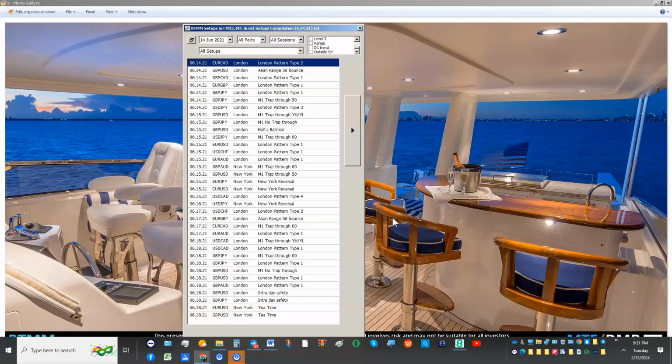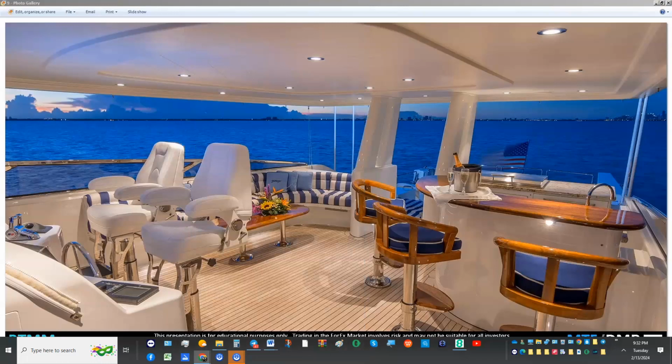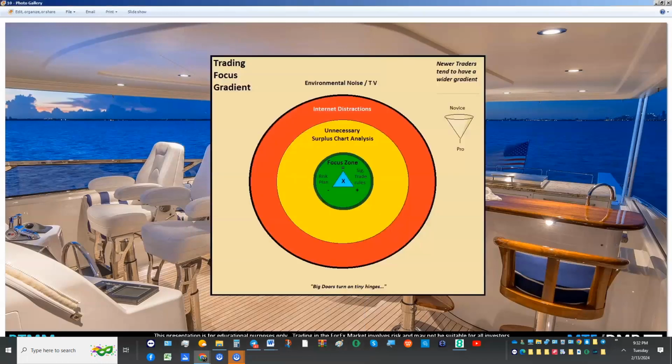I want to talk about another subject here, which is very important for traders. And I've made a diagram here that explains a gigantic concept. And so I don't want to force this. I want to take my time here in the last few minutes of this DMR to walk through this trade focus gradient.